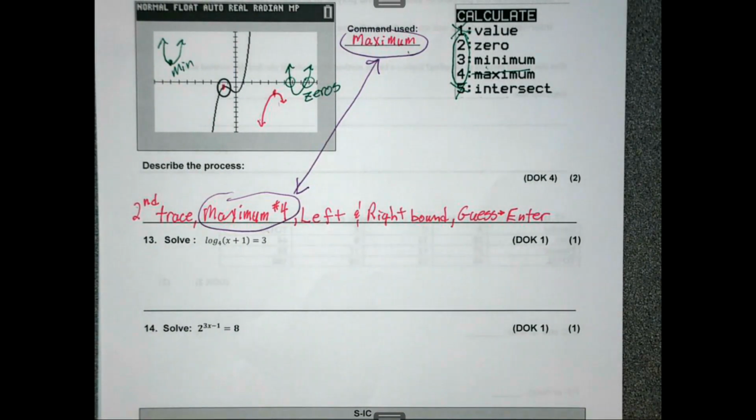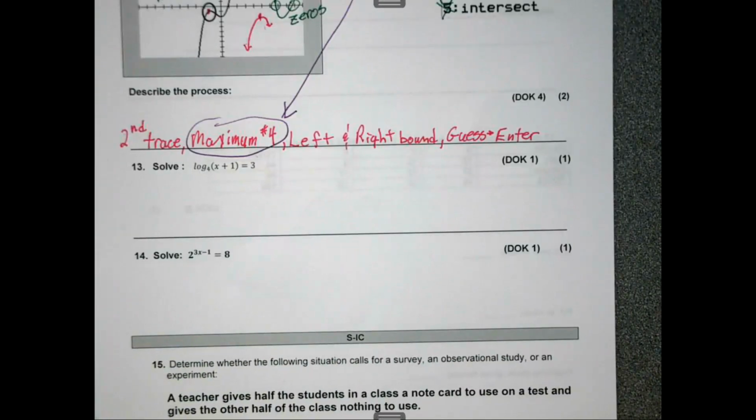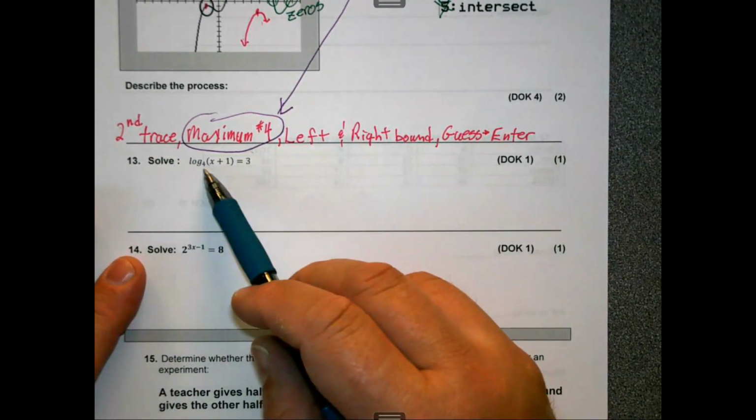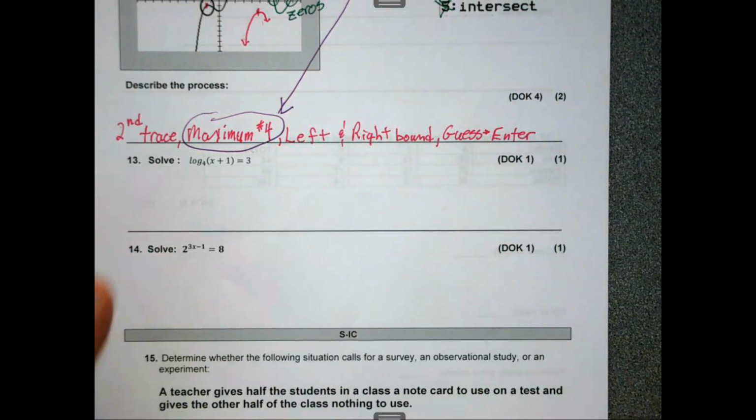Okay. All right. Number 13. Number 13 and 14 deal with the log function unit that we did, right? In 13, I have log base 4 of x plus 1 equals 3. Now, what undoes the log function? Yeah. Inverse of log is log.